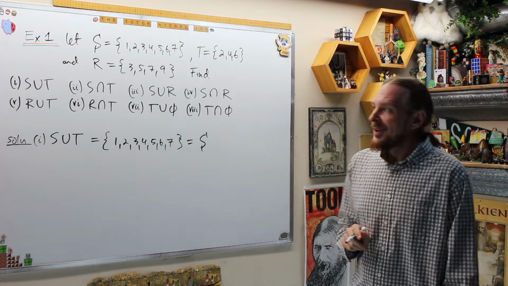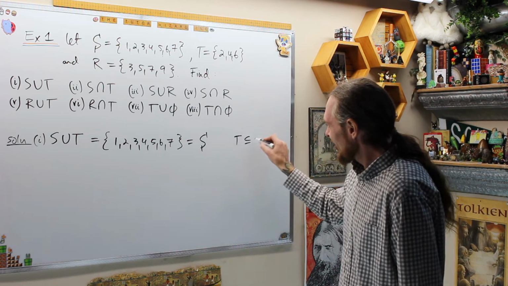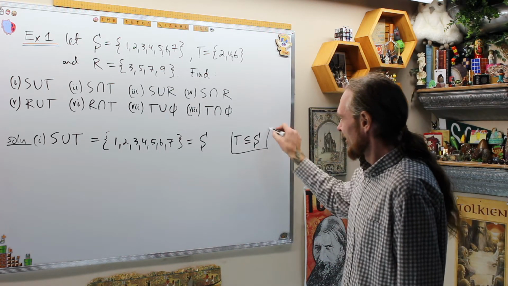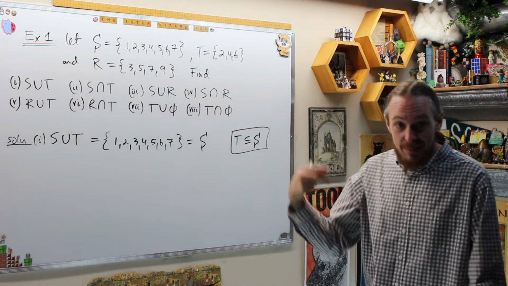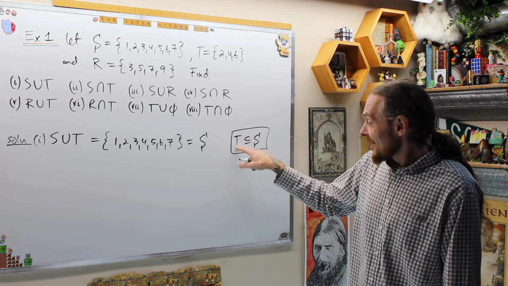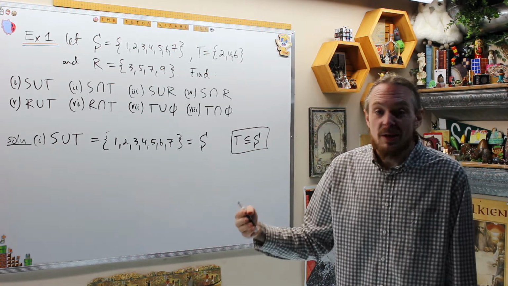Oh, what's happened there? Well, it turns out T is already a subset of S. So this is useful to know, and an immediate consequence of this is: if T is a subset of S, their union is always the bigger one.